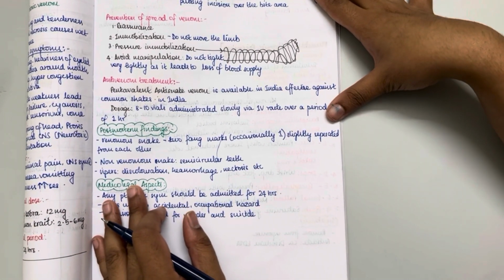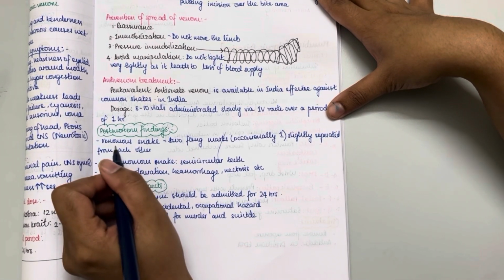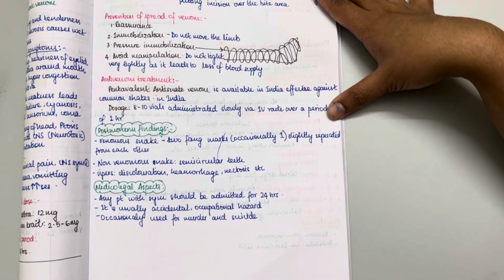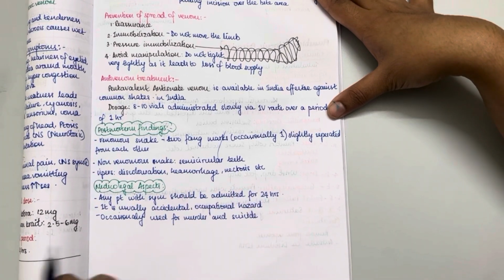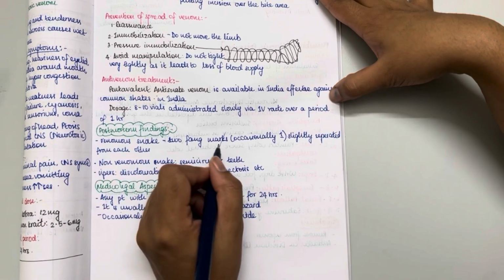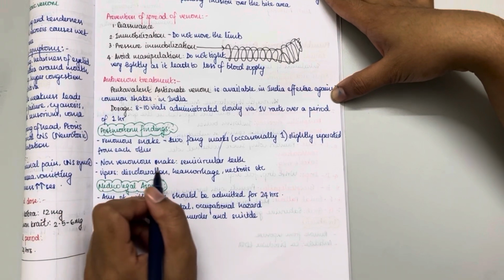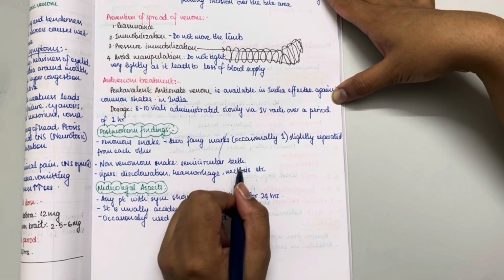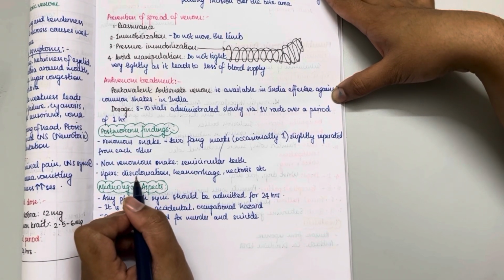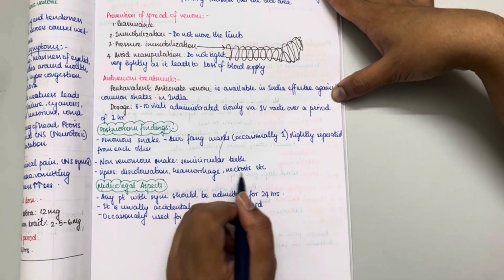Next, let us see the postmortem findings. If the patient dies, the postmortem findings are as follows. In a venomous snake, there are going to be 2 fang marks slightly separated from each other, whereas in a non-venomous snake there will be several bite marks in a semicircular pattern of teeth. In vipers, the patient is going to present with discoloration, hemorrhage and necrosis.